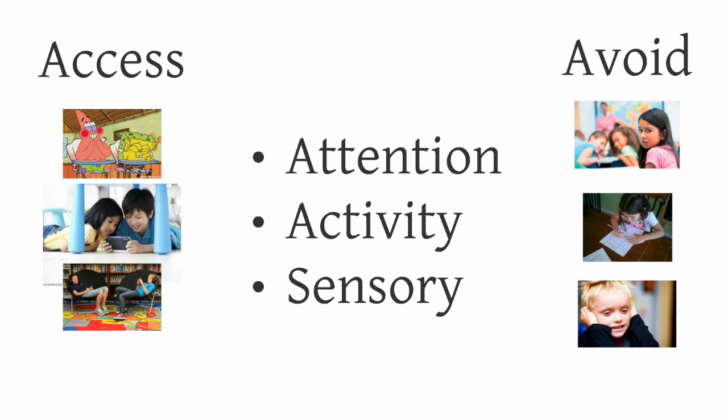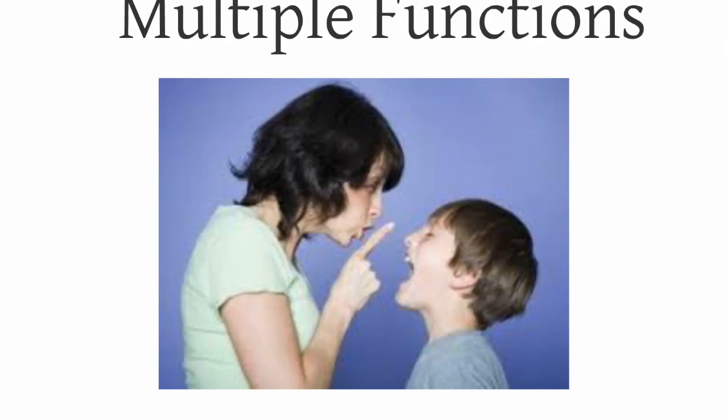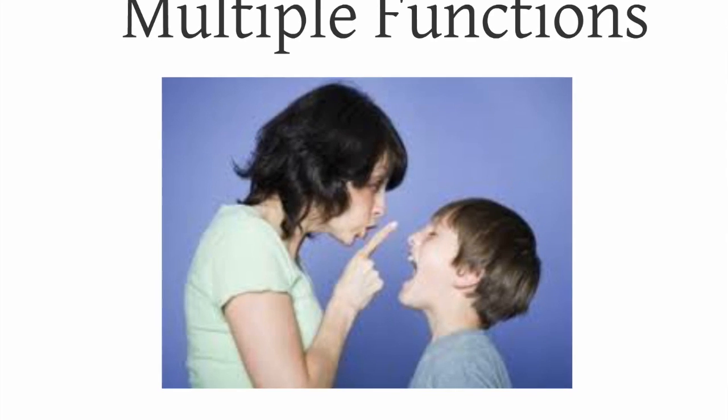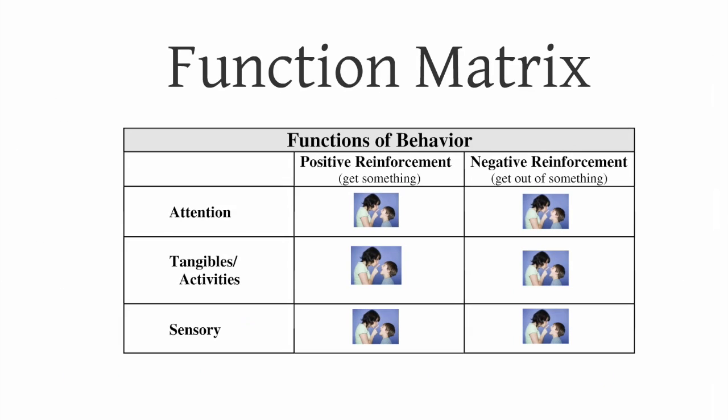But unfortunately, it's more complicated than that, because behavior often serves multiple functions. So one behavior can serve lots of functions. Take, for instance, a child yelling at an adult or at a teacher. It could be that that child is yelling at the teacher to get their attention. Could be that that child is yelling at that teacher to get the teacher to leave them alone. It could be that that child is yelling at the teacher to get some activity, that if they yell long enough, they'll get to play on the computer.